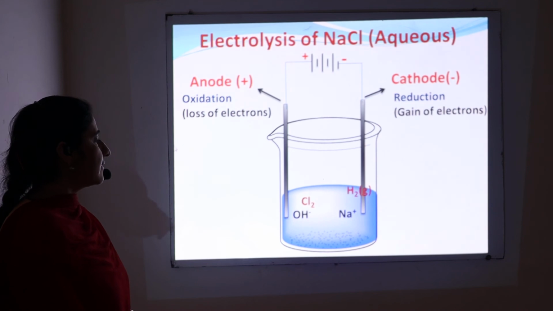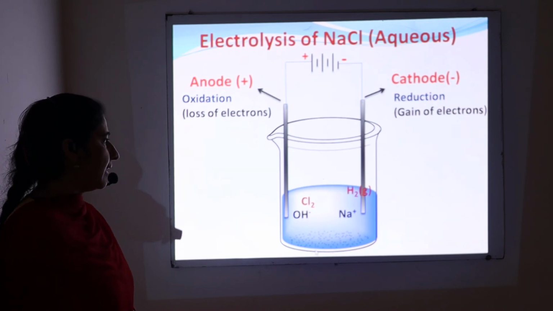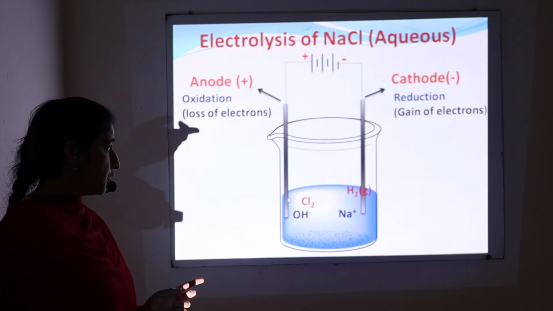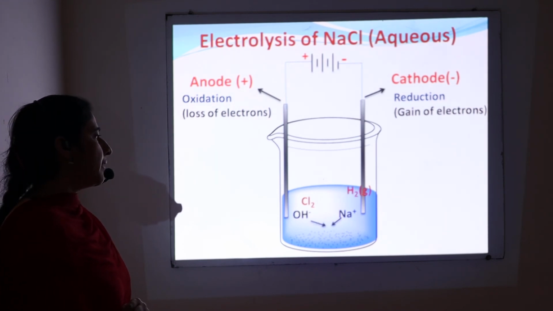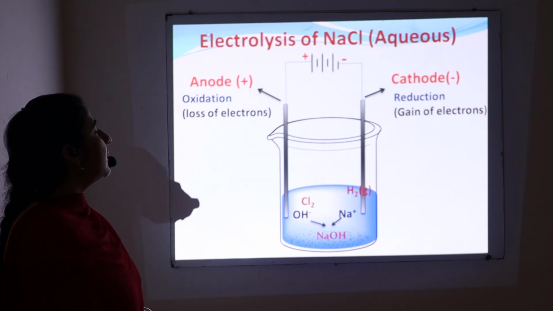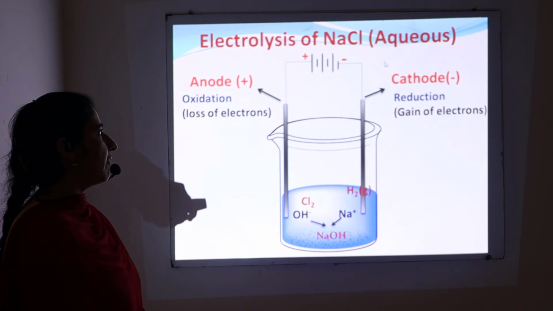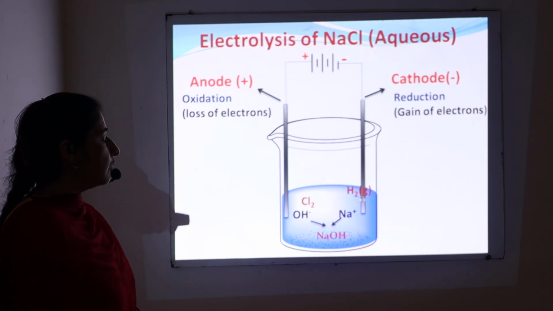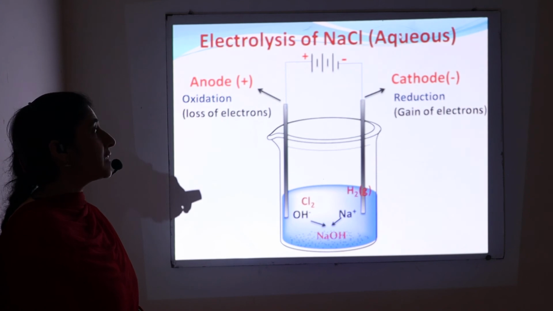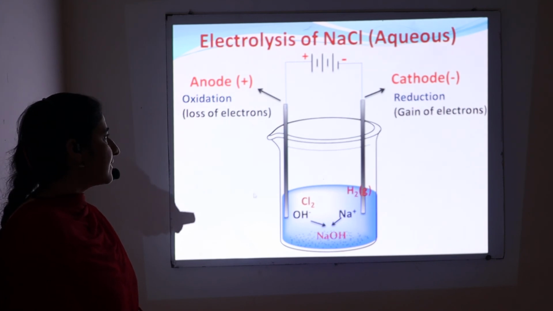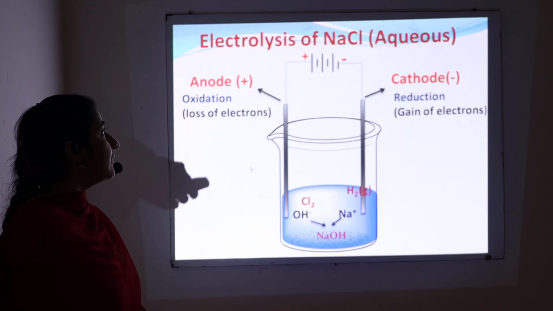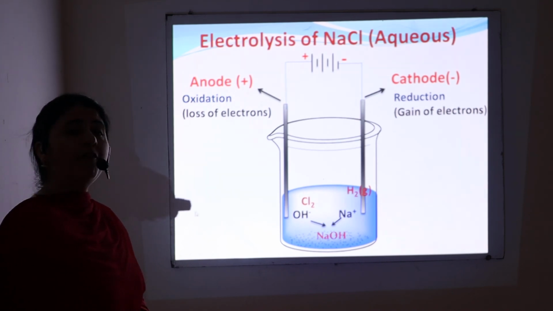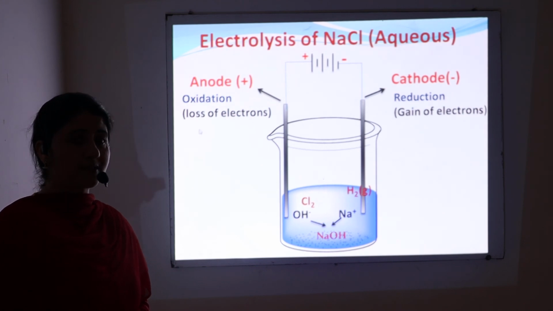The remaining positive and negative ions, the sodium ion and hydroxyl ion, remain in the solution and form a sodium hydroxide solution. So during the electrolysis of aqueous sodium chloride, we get two products: hydrogen gas is produced at the cathode and chlorine gas is produced at the anode. This electrolysis is also used for the production of sodium hydroxide.